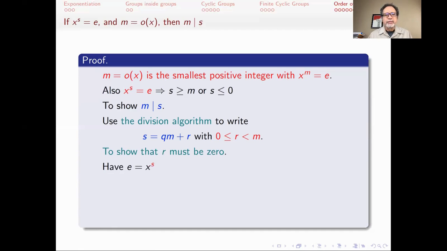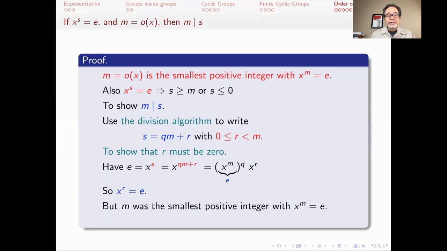So now let's use the stuff we know. We know that E is X to the S. That's actually the thing that we started out with. But instead of S, I can put QM plus R. And just like I had done in the previous proof, I can split this up. I can write it as X to the M to the Q times X to the R. And X to the M, I also know is E. And so I've got that X to the R is E. But what? Well, M was the smallest positive integer with X to the M is E. And R is smaller than M. What went wrong? Well, R can't be positive. And the only thing it could be is 0. And now I'm done. If you know that R is 0, then you know that S is QM. Therefore, you know S is a multiple of M. And you know M divides S.